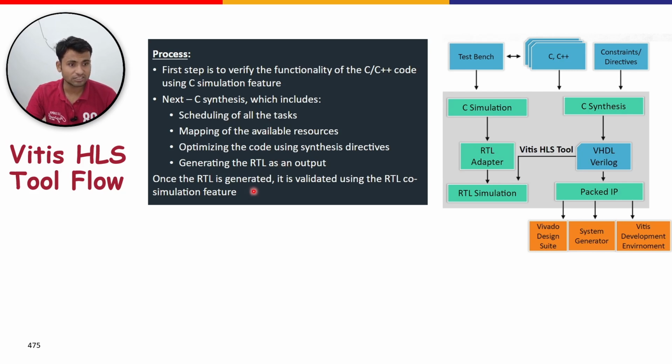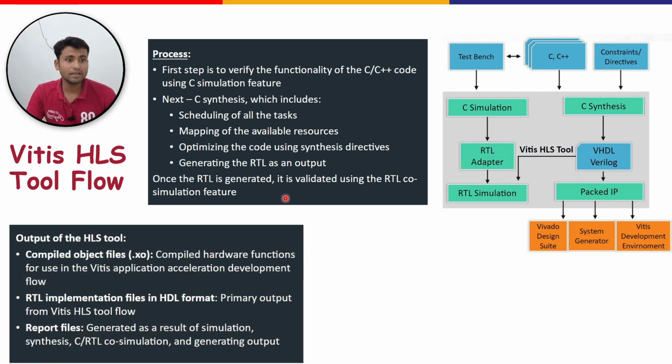Once the RTL is generated, it is validated using the RTL co-simulation feature in the HLS tool, which uses the same C test bench. The primary outputs of the HLS tool are the compiled object files, the .xo files. These output files let you create compiled hardware functions for use in the Vitis application acceleration development flow. The Vitis HLS tool produces these output files when called as a part of the compilation process from the Vitis tool flow or when invoked as a standalone tool in the bottom-up flow.